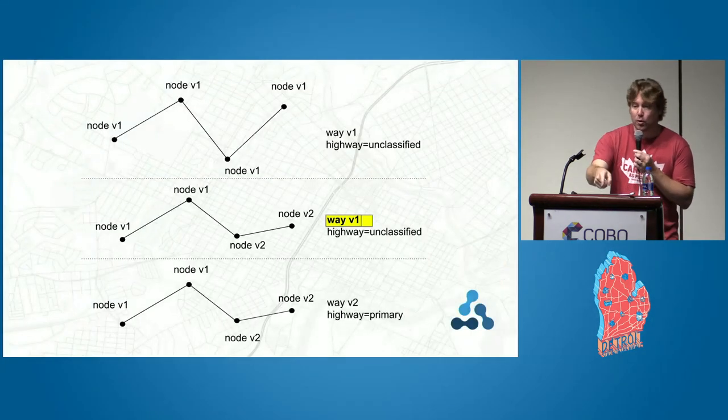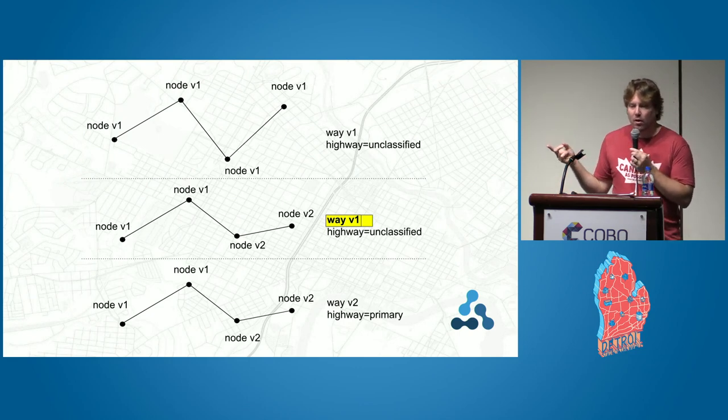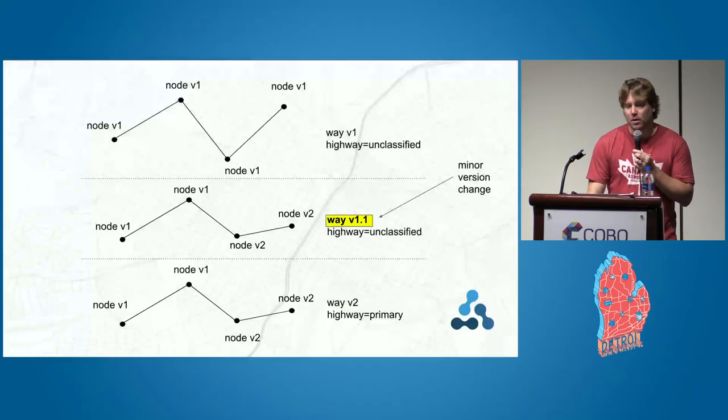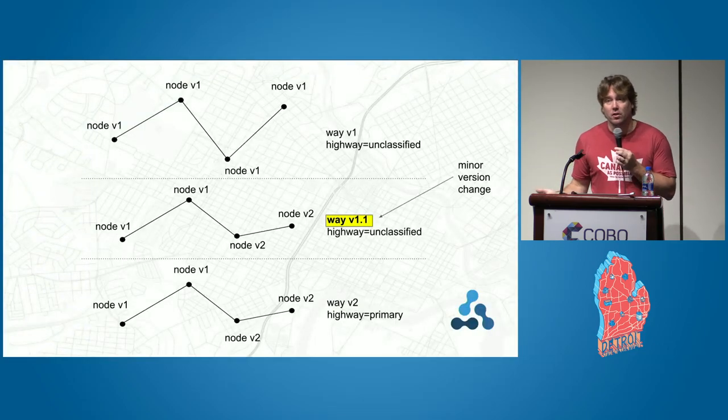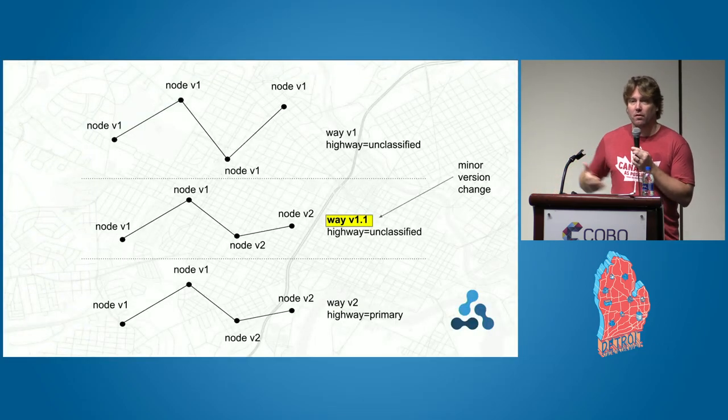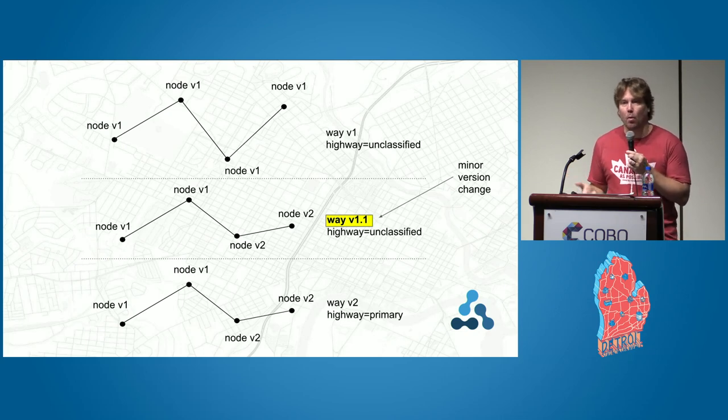I jumped ahead a little bit. So we're moving the node on the right-hand side. And the way is still at version 1, but the geometry is totally different. So it is a distinct thing. So what we do is we actually say, this is a binary version change. And we bump the version of the way. So it ends up being 1.1.